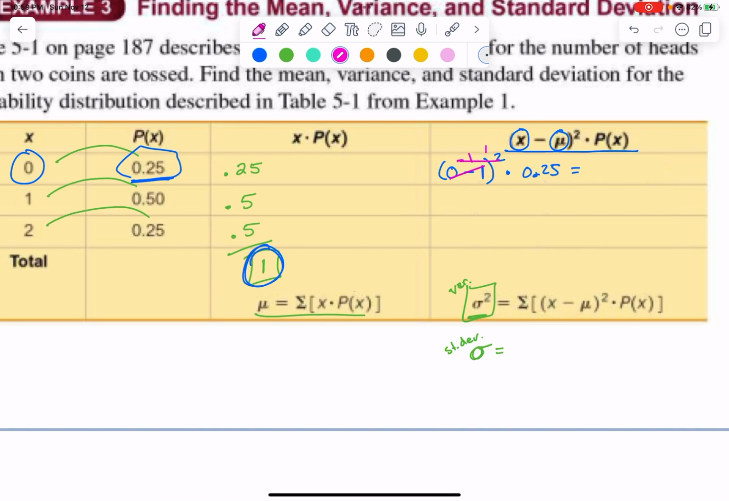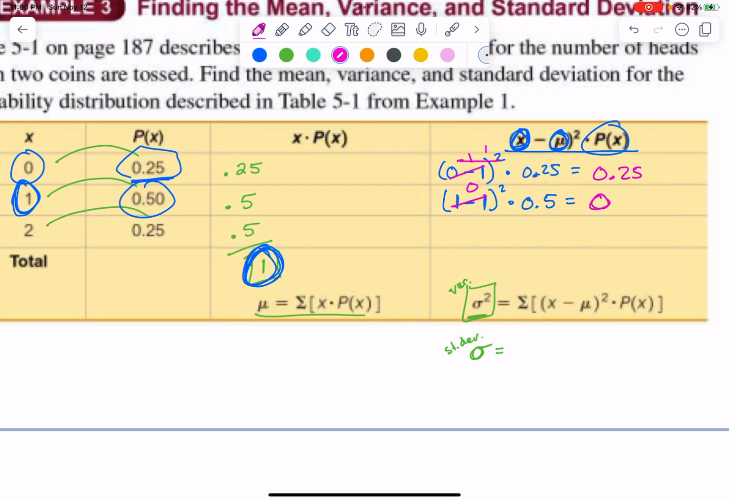And 1 times 0.25 is just 0.25. So that's what I get for this top one, okay? All right, then I'm going to go down and do the next one. So I'm going to do x again, but this time my x is 1. So I have 1 minus mu. The average is still 0, so 1 squared times p of x, which is 0.5. Okay, 1 minus 1 is 0. 0 squared is 0, and 0 times 0.5 is 0.